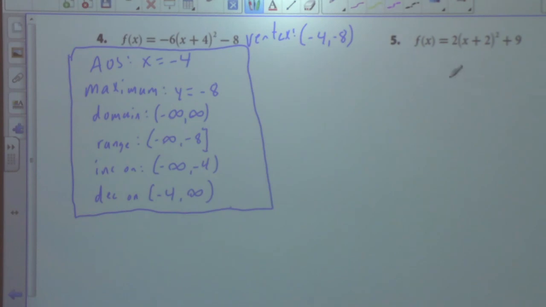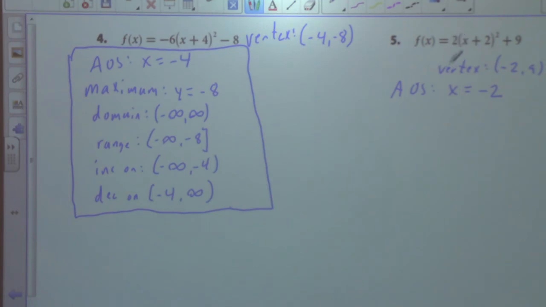The vertex is (-2, 9). Okay, vertex, he says it's going to be (-2, 9). Okay, good. What is our axis of symmetry? -2. You meant to say x equals -2, right, Marcus? Okay. And then do we have a maximum or minimum? That I do not know. Okay.